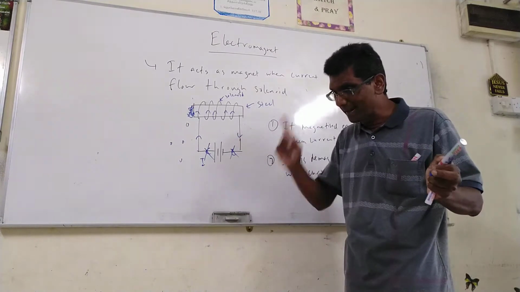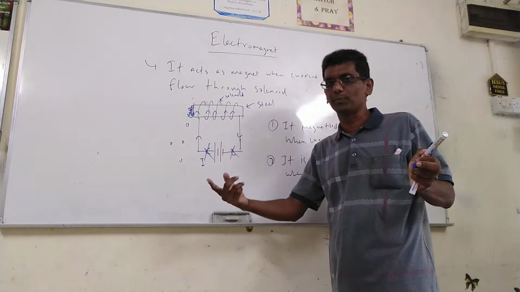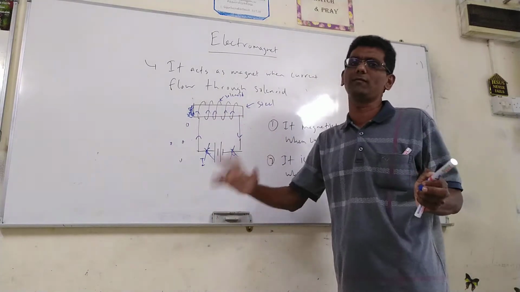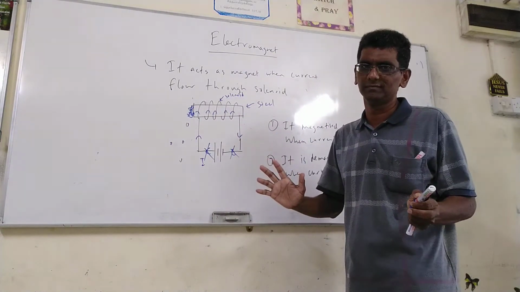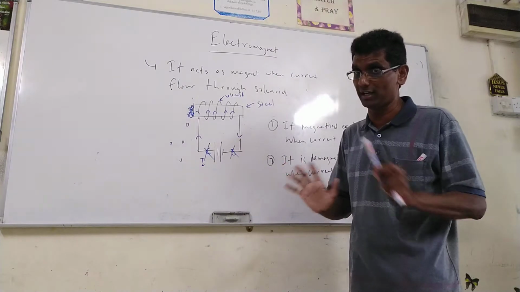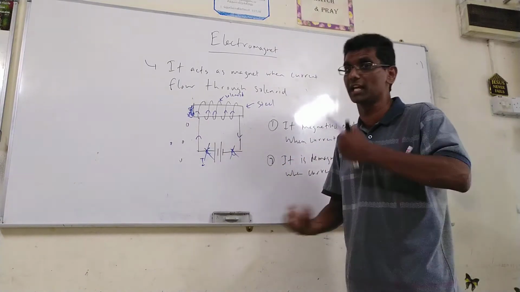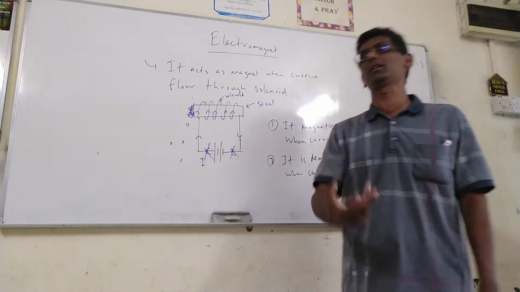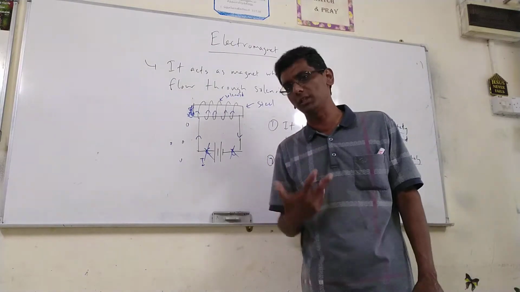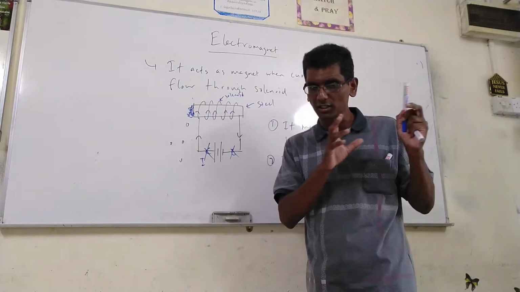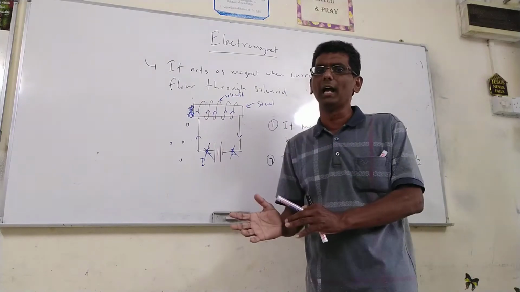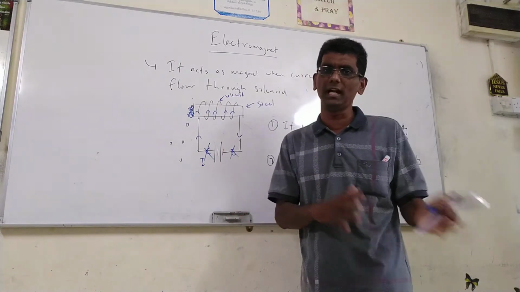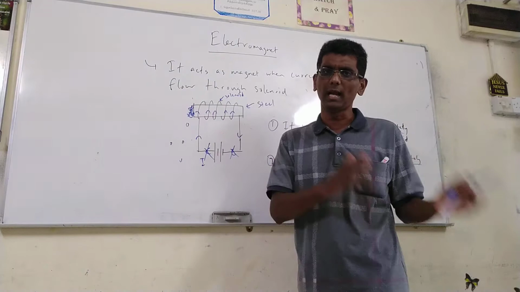Soft iron core is magnetized immediately when current flows, and demagnetized immediately when current is cut off. Please understand this, very important. I stress this point again and again because I know the questions will ask about steel and soft iron core.